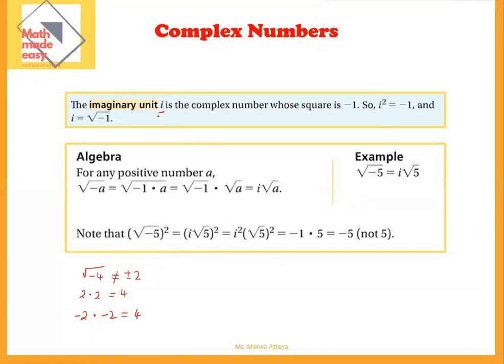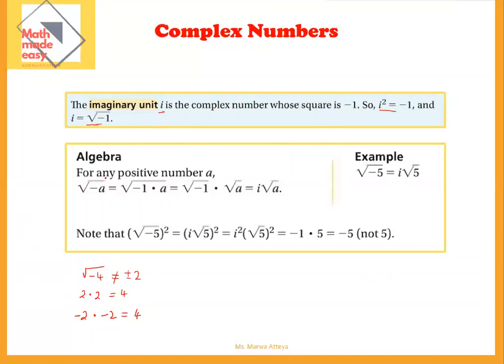The imaginary unit i is the complex number whose square is -1. What does that mean? It means that i is equal to the square root of -1. So i squared is equal to -1. So i multiplied by i, which is i squared, is equal to -1, which makes the square root of -1 equal to i. How is this useful?